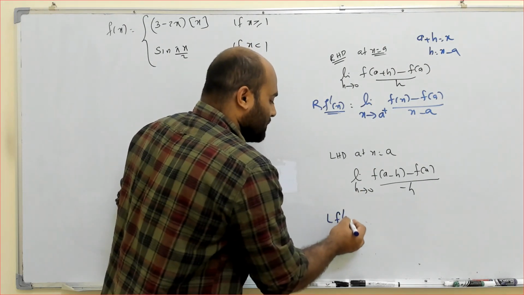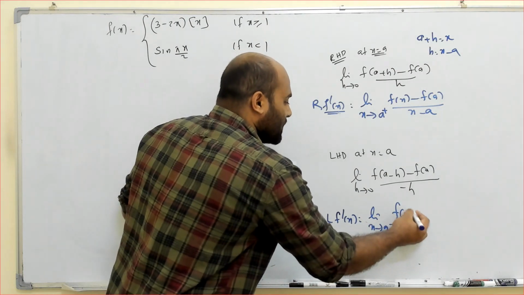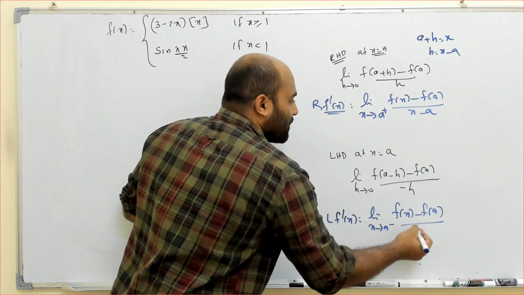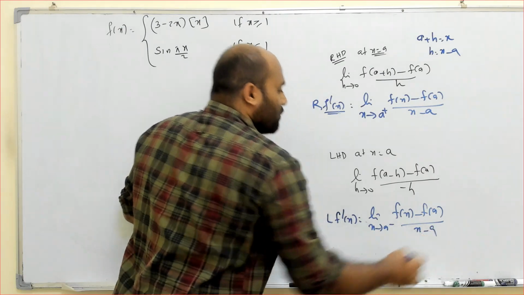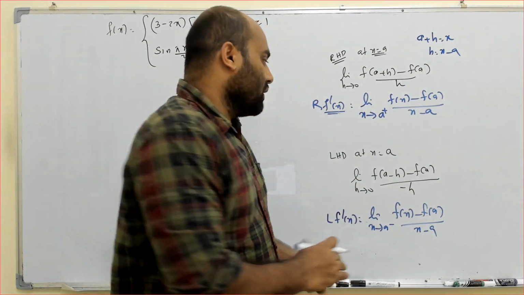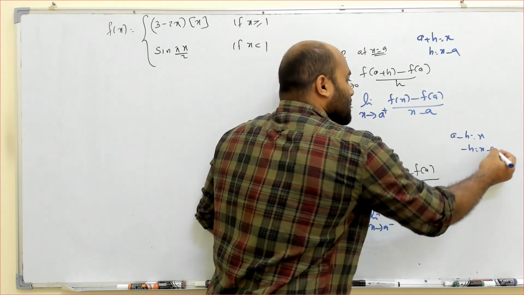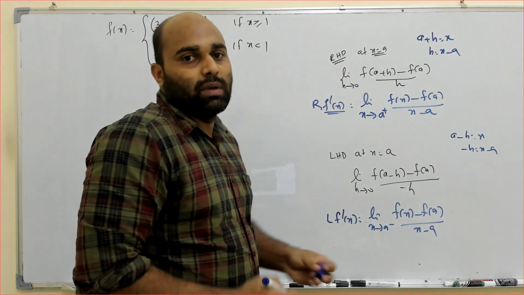LHD, the first derivative, will be limit x tending to a minus. Same thing, you can write f of x minus f of a by x minus a. In both cases x minus a only will come. If anybody has a problem you can check. If we call a minus h equal to x, then minus h is x minus a.